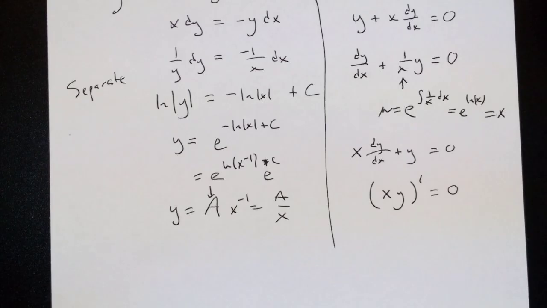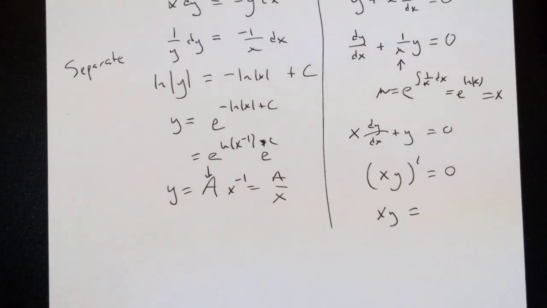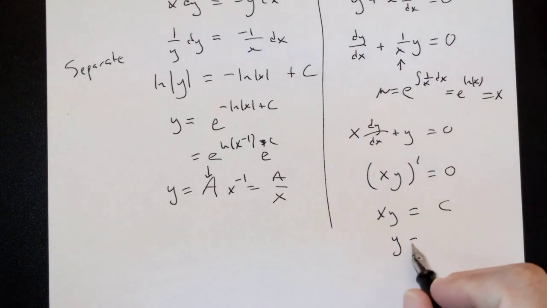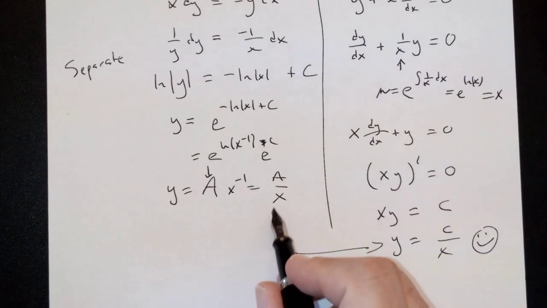Now I have to integrate. So I get xy equals the integral of 0, a constant, C. Which means I get y equals C over x. I got the same thing.